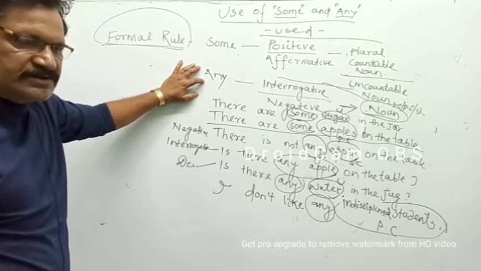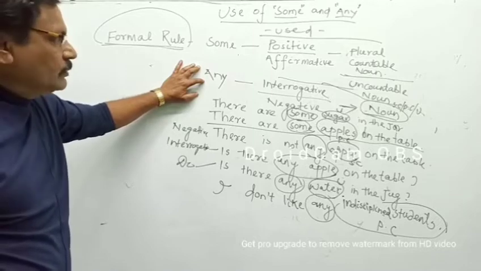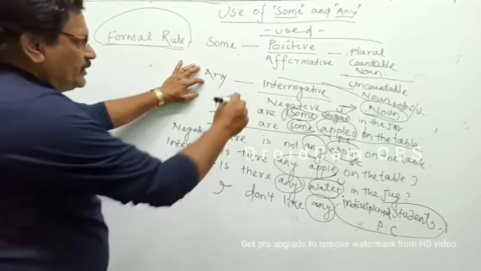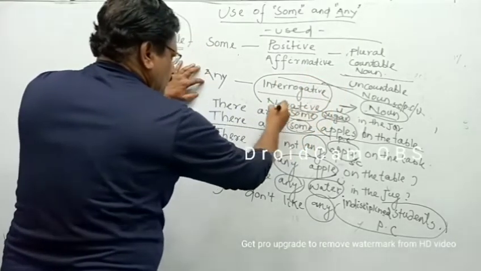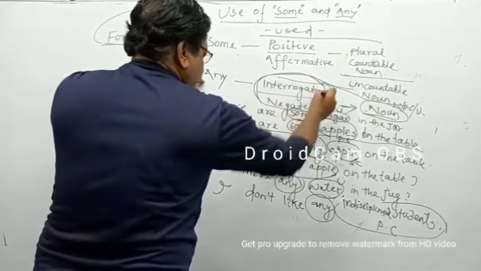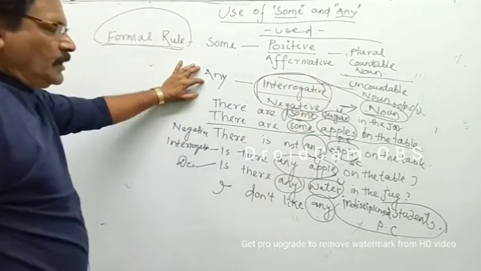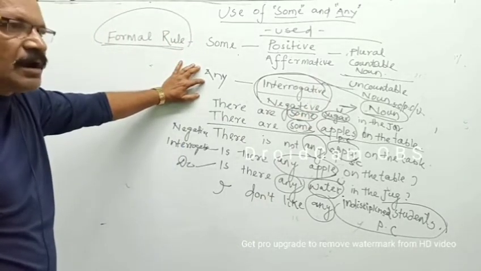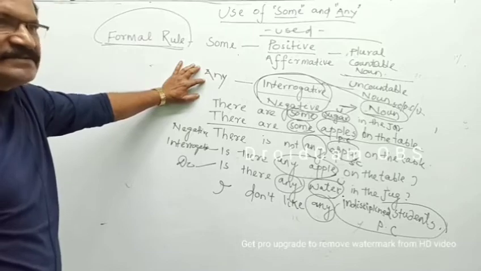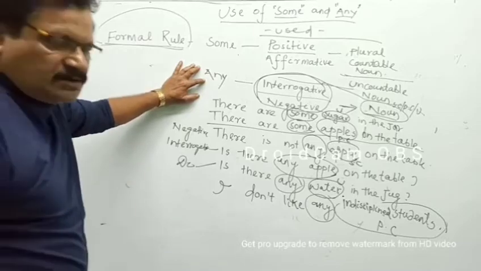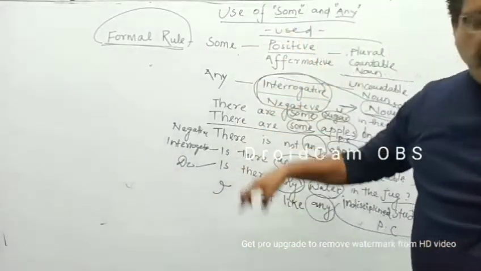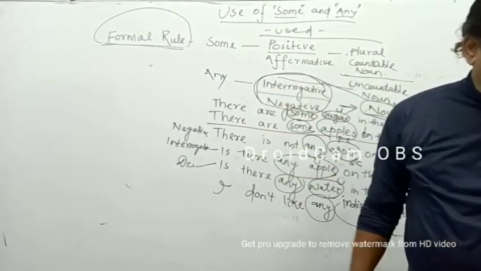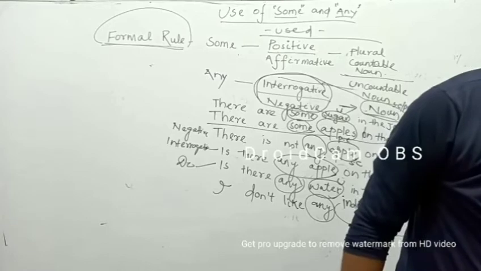Did you understand, students? Yes, sir. When I wrote the words interrogative and negative, it shows that any cannot be used in a positive sentence. But if the context demands, we can write it. Did you write everything? Yes, sir.